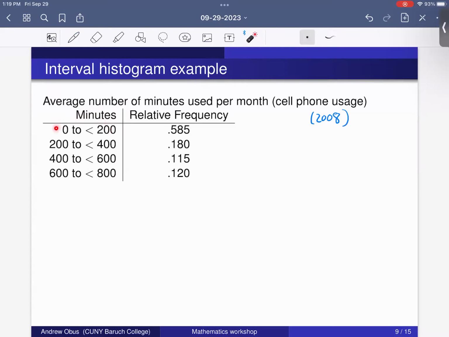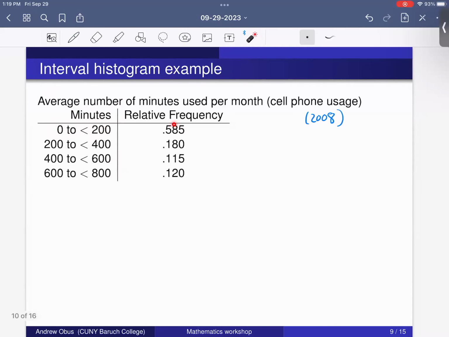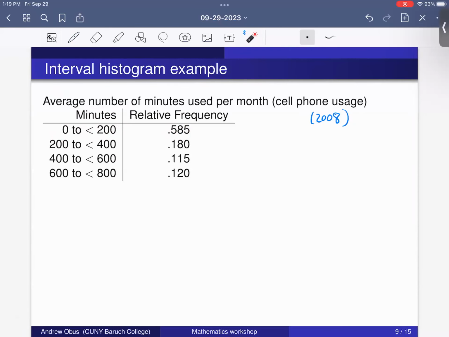So the frequency was people who used 0 to 200 minutes. That relative frequency was 0.585, so 58.5%. 200 up to 400, that frequency was 180. 400 up to 600, that frequency was 0.115, so 11.5%. And 600 to less than 800, that relative frequency was 0.120, so 12%. Notice that I have these. So why do I have these less than signs?